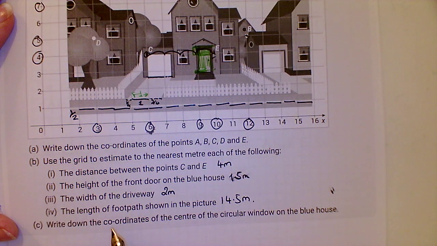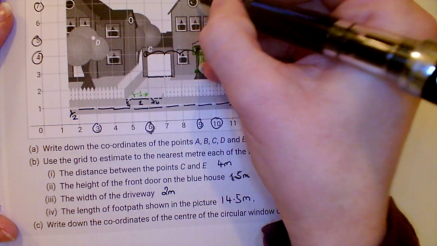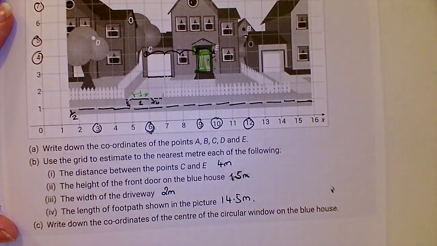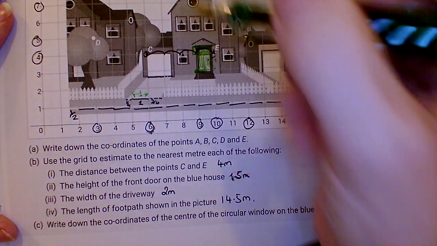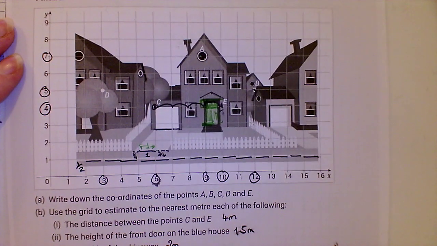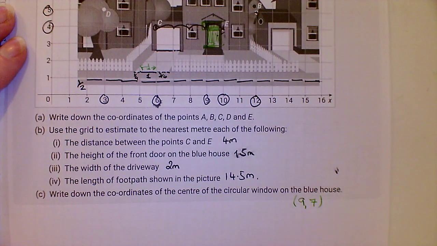Write down the coordinates of the center of the circular window on the blue house. So again, that was A, wasn't it? But the center of it is slightly off. The center there is slightly off. So again, I'd accept A for this, and we can write down 9, 7.